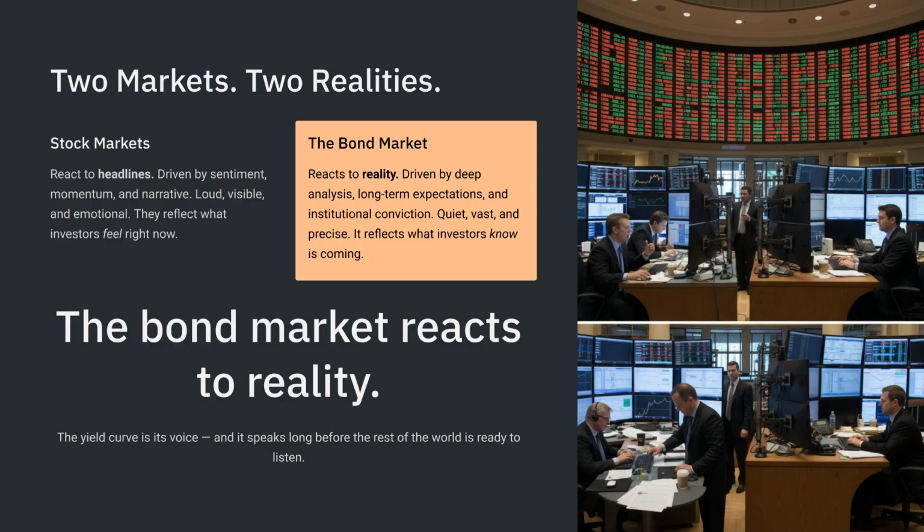The stock market is loud. It reacts to headlines, momentum, excitement, narratives. But the bond market is different. It is quieter, larger, more analytical. The stock market often reflects emotion. The bond market often reflects reality. And the yield curve is the bond market's voice. That is why economists, investors, and central banks watch it obsessively. Because long before the world admits something is wrong, the bond market usually already knows.